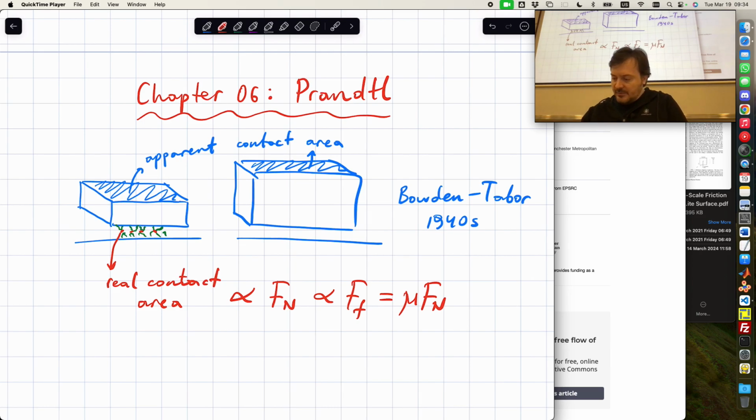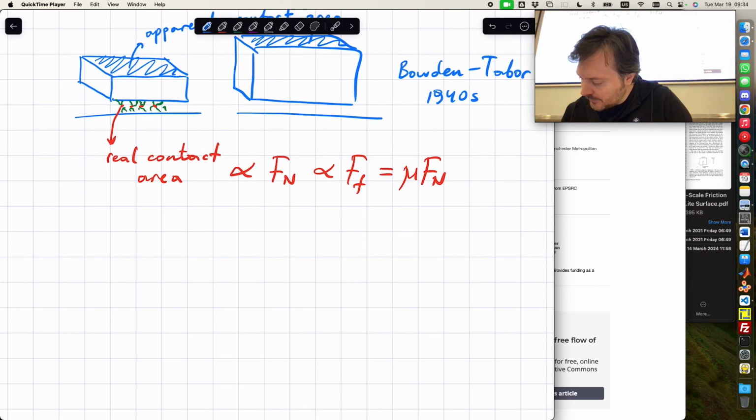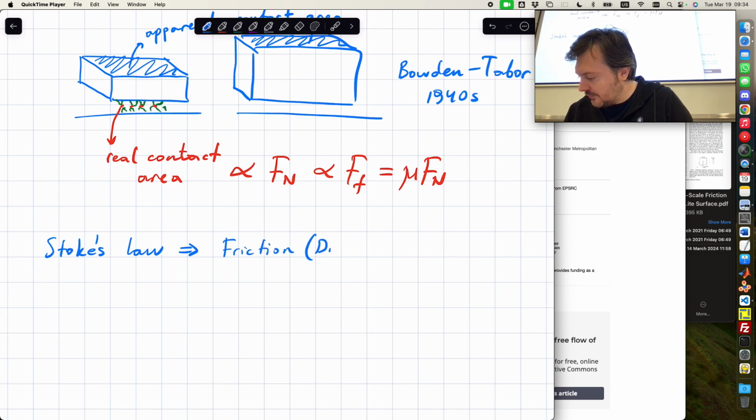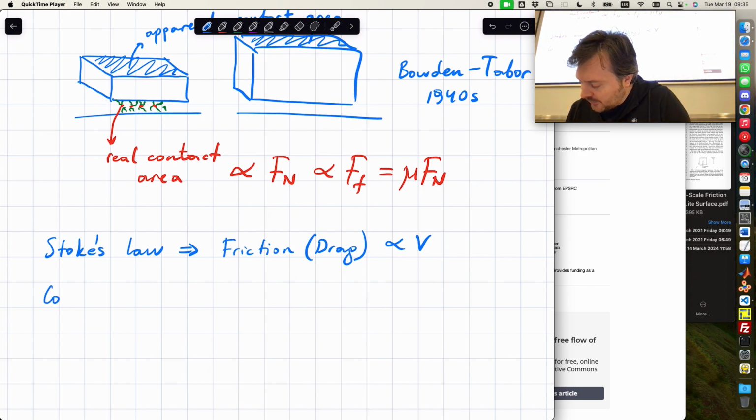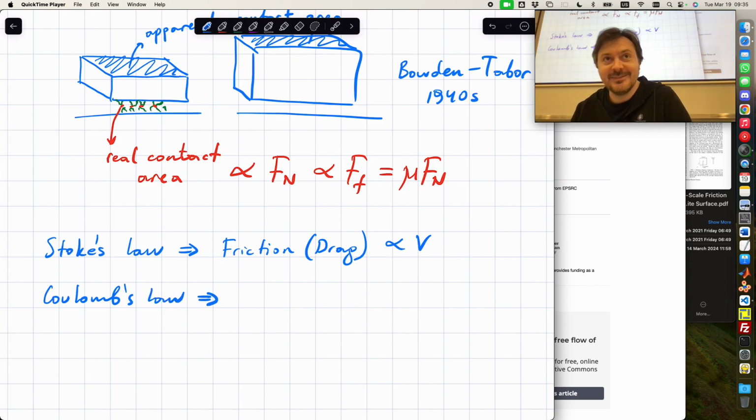Then there are other puzzles like this one. So we have seen Stokes' law, right? Stokes' law tells you that friction, or let me call it drag, is proportional to velocity, right? Do you remember gamma v, drag? Very good. But then there is Coulomb's law. Same Coulomb, different law. Okay?